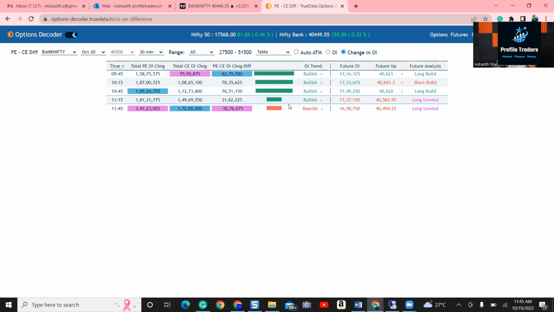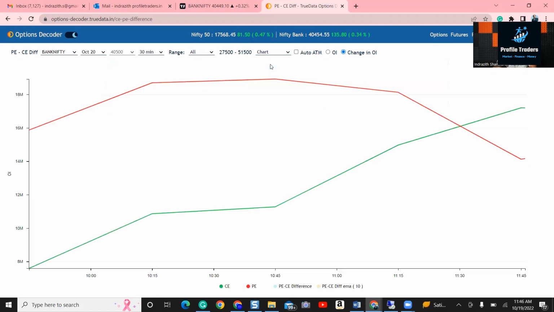But on the left side it is options analysis. What it indicates is total PE OI change, which means put options OI change. On this side, total CE OI change, and this is the difference. Basically, I don't use this feature very much. I use the chart feature. It gives an overall view of what's happening in the market.